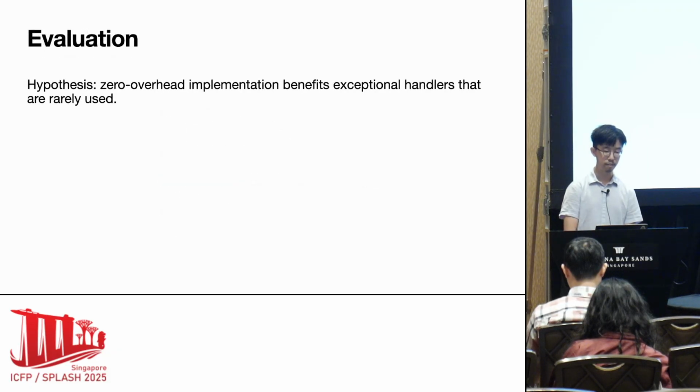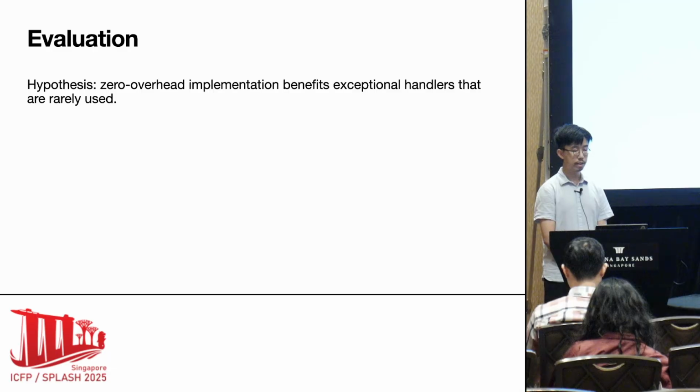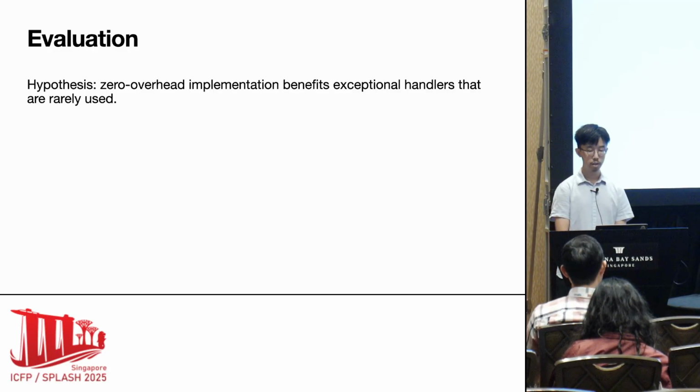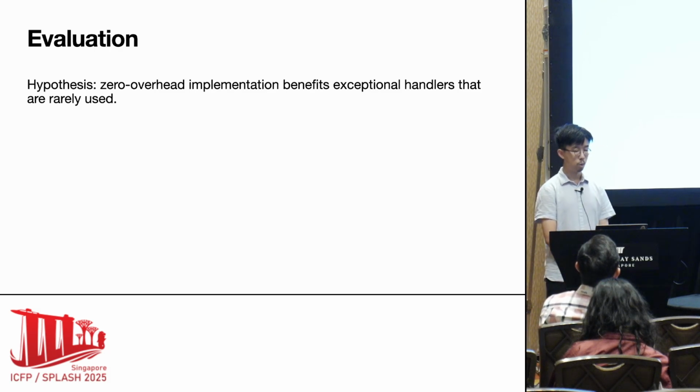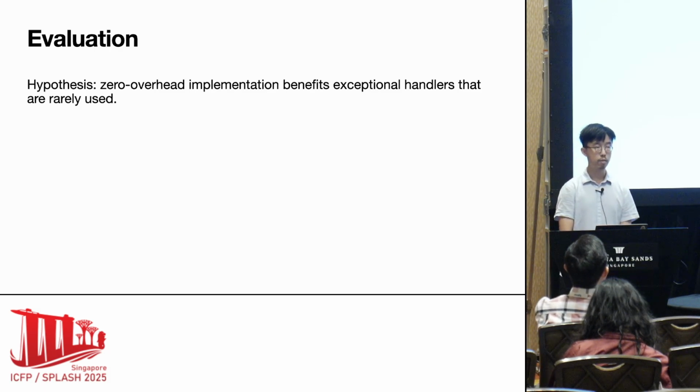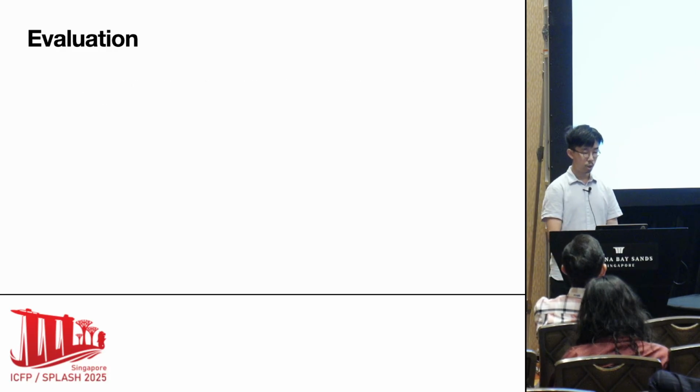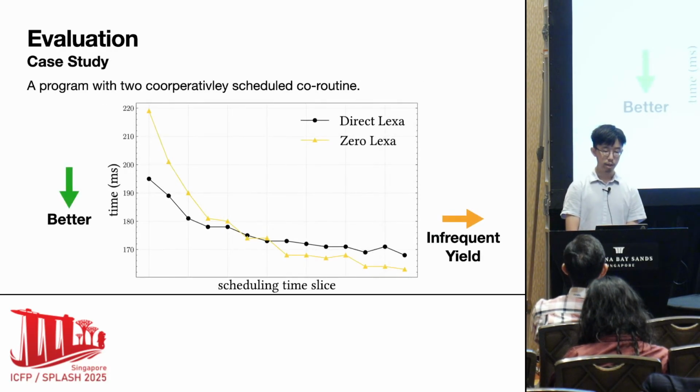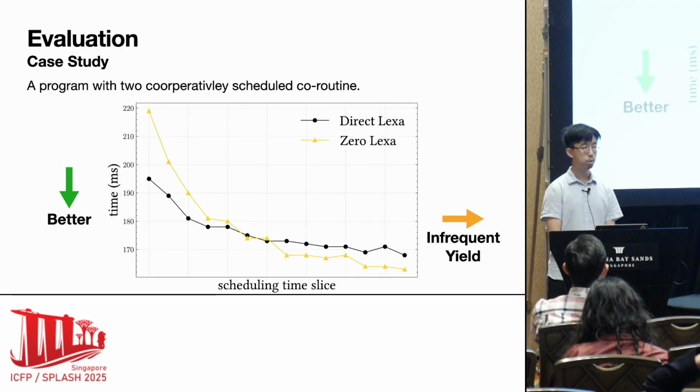Now, for the first part of evaluation, we ask whether the zero overhead implementation is really useful. We hypothesize that exceptional handlers that are rarely used would benefit from the zero overhead implementation. We carry out a simple case study where coroutines cooperatively yield control to each other.